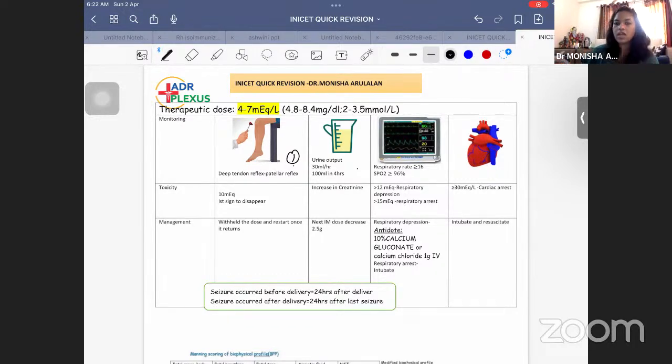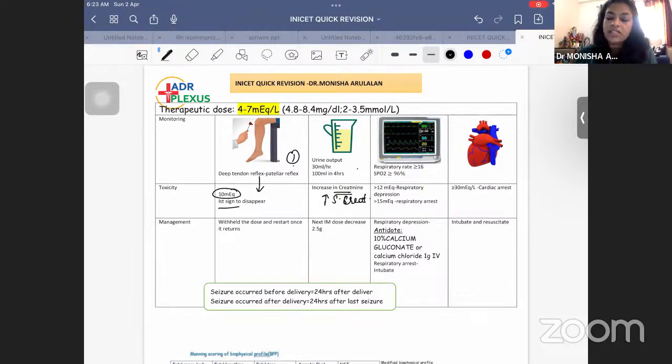Okay. Another one is cardiac. We are not monitoring anything as such. When the patient presents with toxicity, they might even present with cardiac arrest. So, how is your toxicity reflected? 10 milliequivalents is the first sign. That is, deep tendon reflexes are the first to disappear at a value of 10 milliequivalents. Another one is that toxicity is also reflected by an increase in the serum creatinine levels.